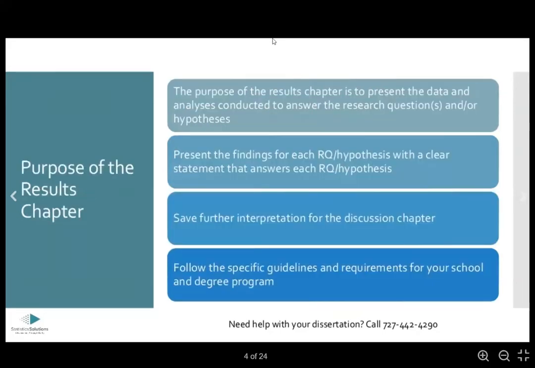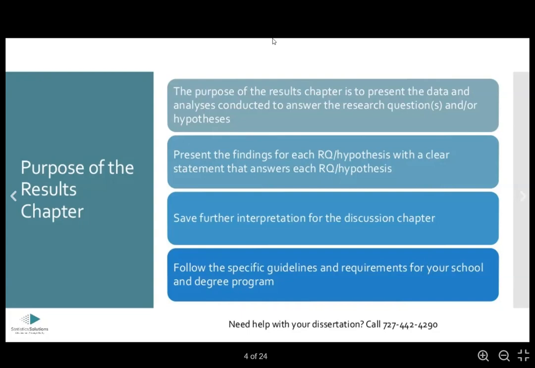So just a brief overview of the actual purpose of the results chapter. In this chapter, you're going to be presenting the data and the analysis that you've conducted to answer the research questions in your study. So here you're really thinking about the facts and figures for your quantitative study, any of your statistical tests, your summary statistics.